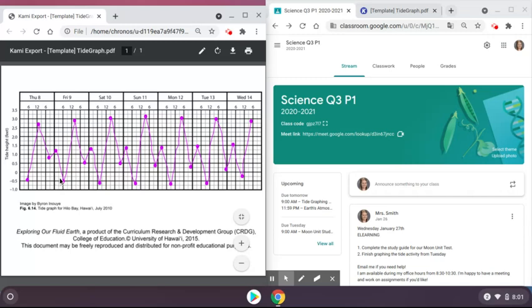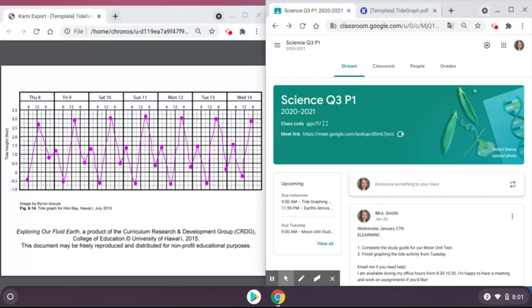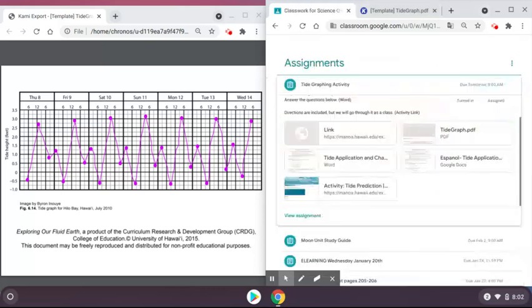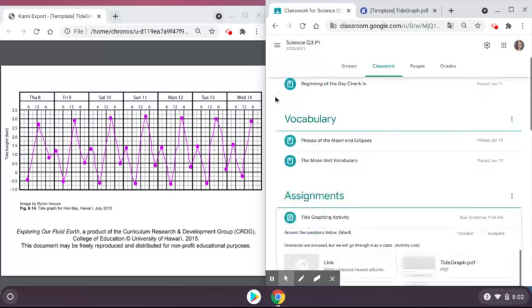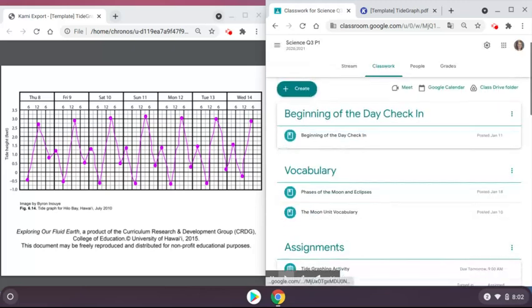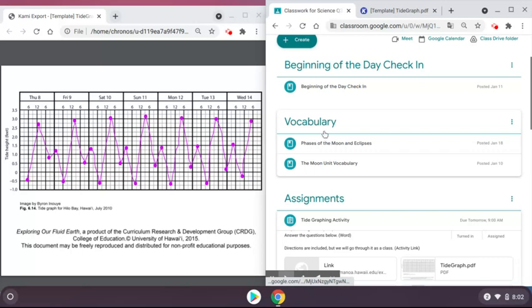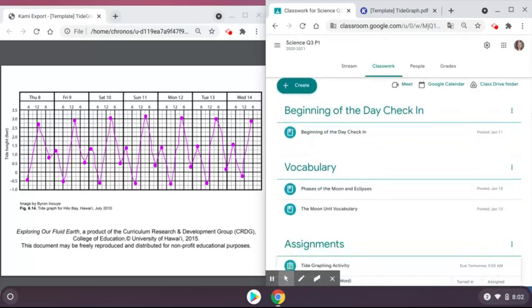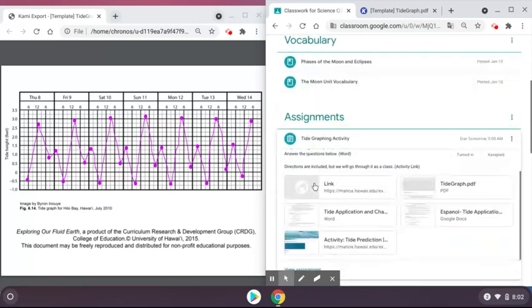If for some reason your graph does not look like mine, then please spend some time to make sure that it does, so that you can answer these questions correctly. To get back to your assignment, click on your classwork tab and scroll down to assignments. The first one should be beginning of the day check-in. I do want you to do that as well if you haven't already. Vocabulary words and assignments right here.